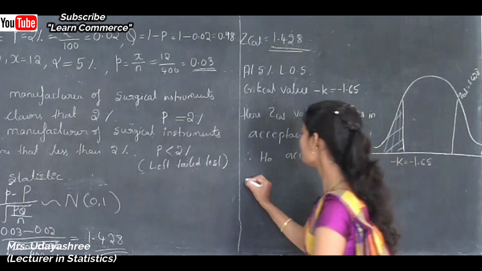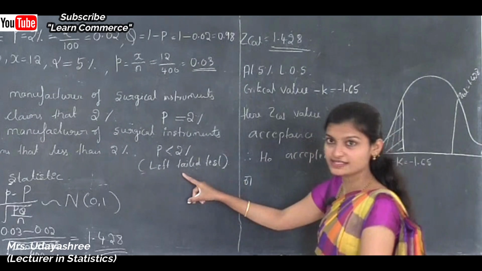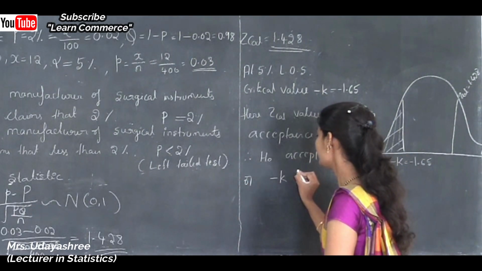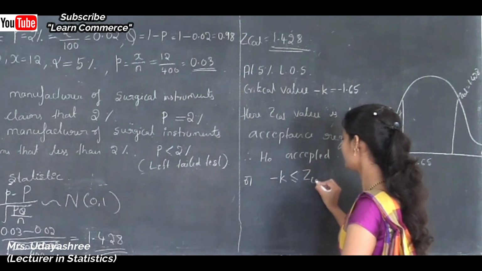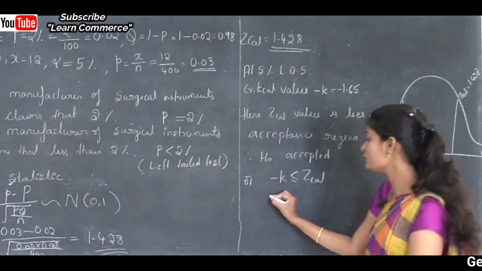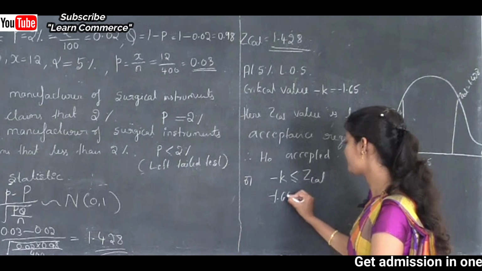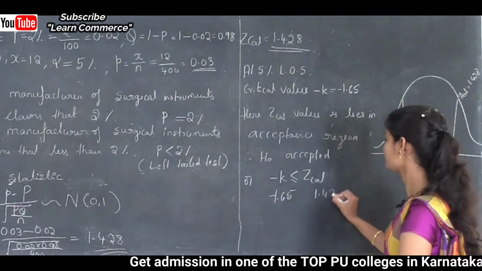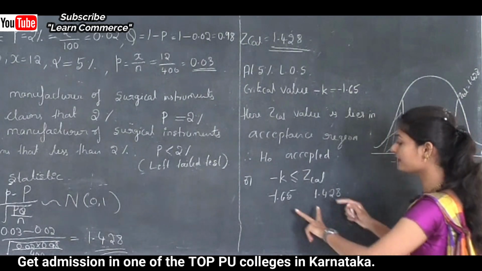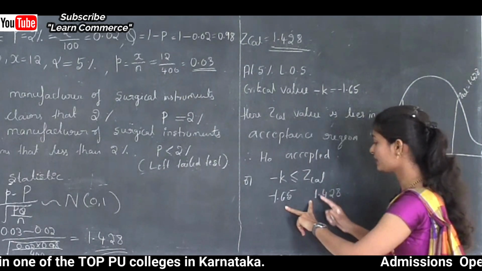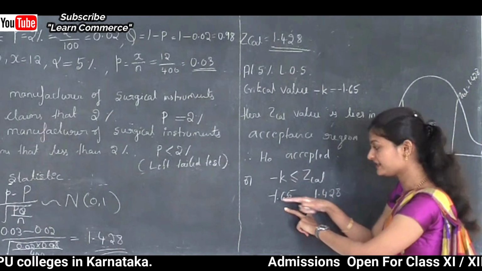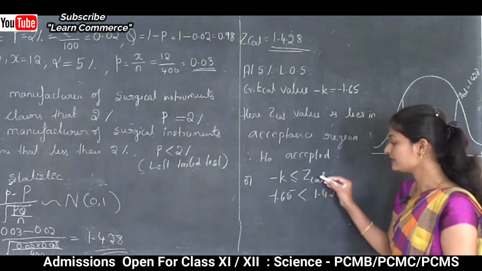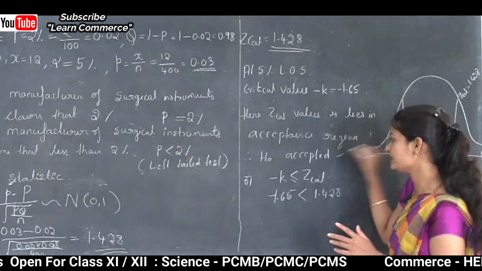See, one more condition is there, that is, this is left tail. Then what is the condition? That is minus k less than or equal to calculated value. See here, minus k value is minus 1.65 and calculated value is 1.428. See, comparing between these two values, here 1.428 is greater than minus 1.65. So the sign is greater than. See, this condition is satisfied, therefore H naught is accepted.